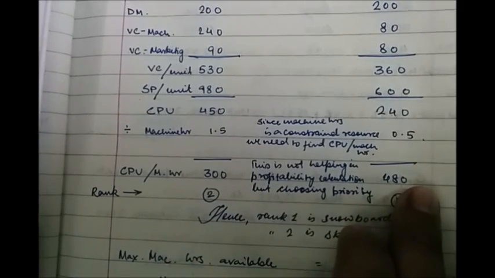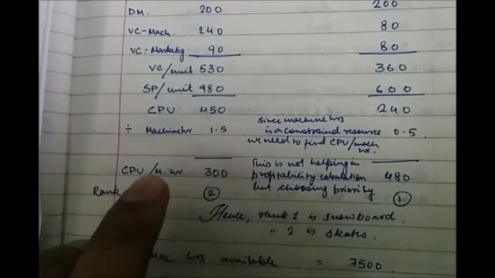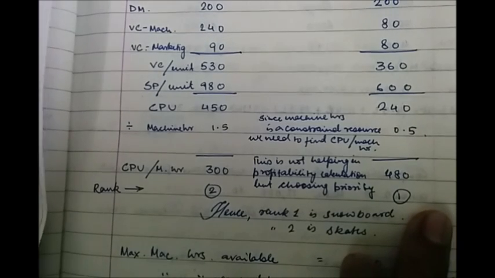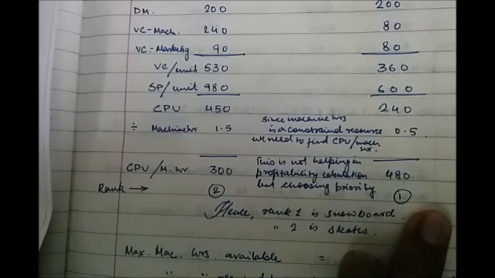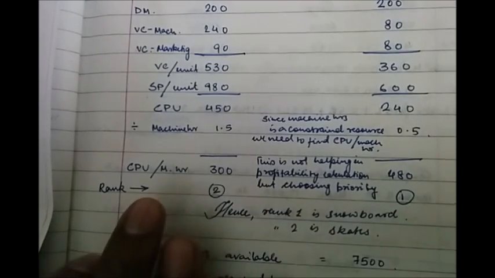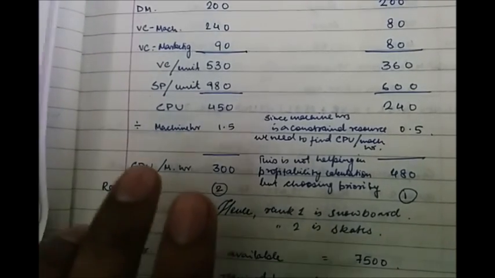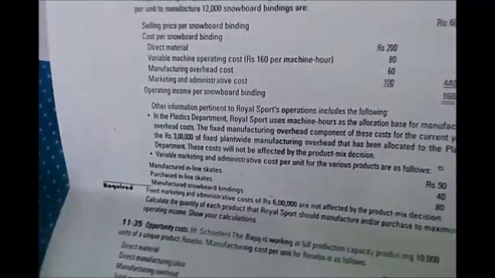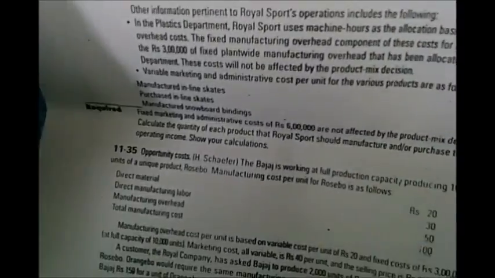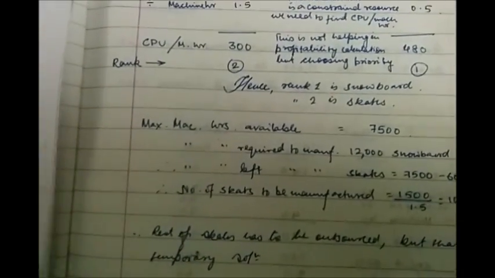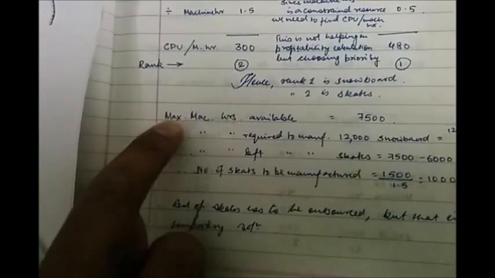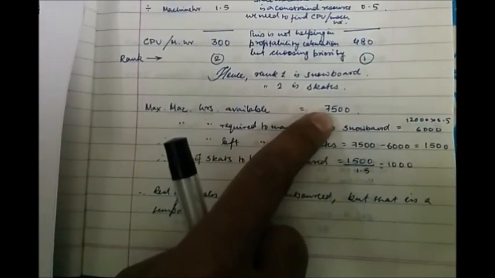We see that snowboard has a higher value as compared to skates. So we will always consider manufacturing the number of snowboards as much as required first, and then if any machine hours are left, we will manufacture the remaining skates. Now coming to the problem part, they have shown that the maximum machine hours available is 7,500.